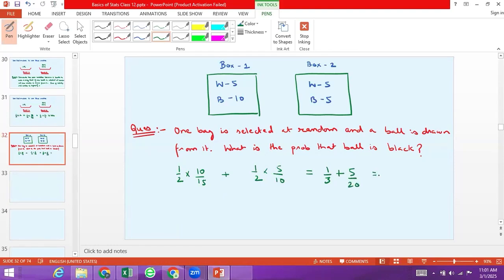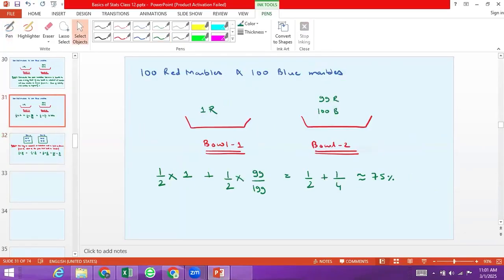Yes, so it will be 20 plus 15, that is 35 by 60. That will be 7 by 12. Okay, correct? Yes. Can you please explain the other one? This one is clear. The previous one? Yeah, this one.